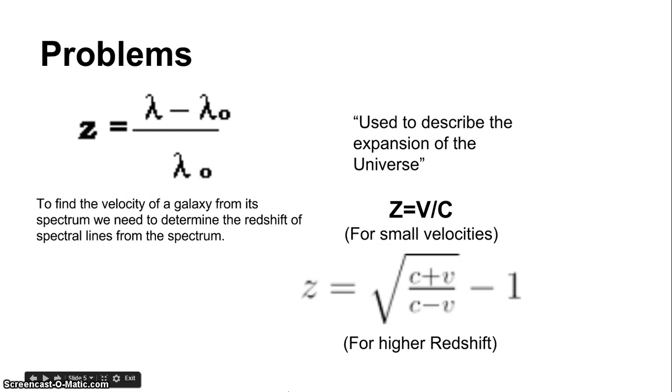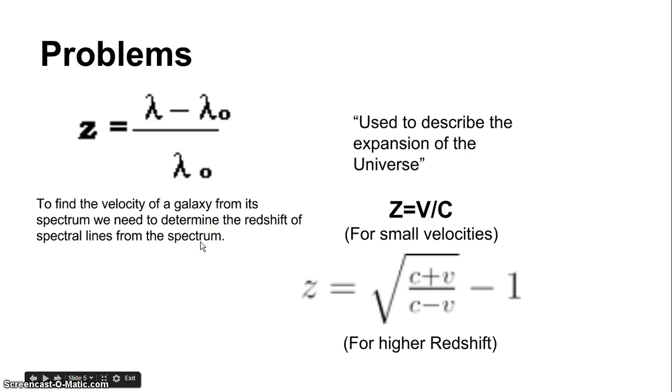To find the velocity of a galaxy from its spectrum, we need to determine the redshift of spectral lines from the spectrum. We have to use this equation right here, where z equals the redshift. The symbol over here means measured wavelength minus original wavelength, all over the original wavelength.